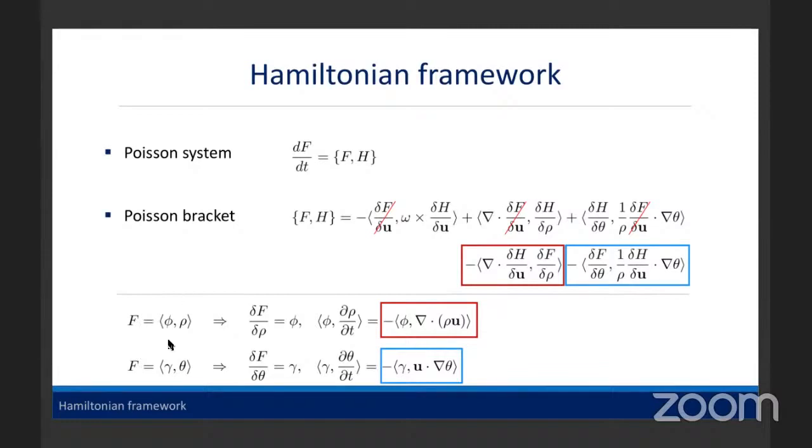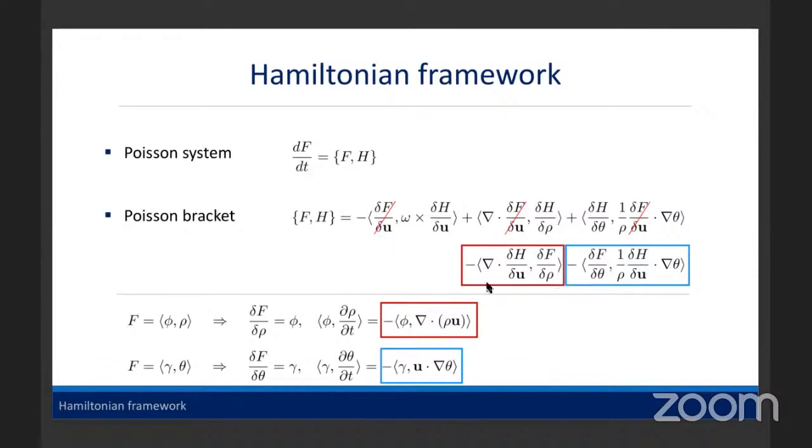So for example, if I pick a weak form of the density, so the inner product of a test function and the density, then on the left-hand side, I get df/dt is just the test function times d rho/dt. And on the right-hand side, I plug in my f in the Poisson bracket. I find df/d rho is equal to the test function, delta f/delta u is 0, delta f/delta theta is 0.